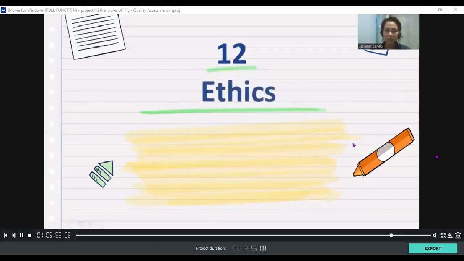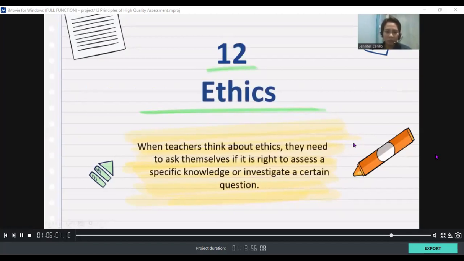And lastly, we have ethics. So when teachers think about ethics, they need to ask themselves if it is right to assess a specific knowledge or investigate a certain question. So mao sad ni usa sa pinaka-importante. So dinha magpataka og himo og questions, labi na sensitive nga question.